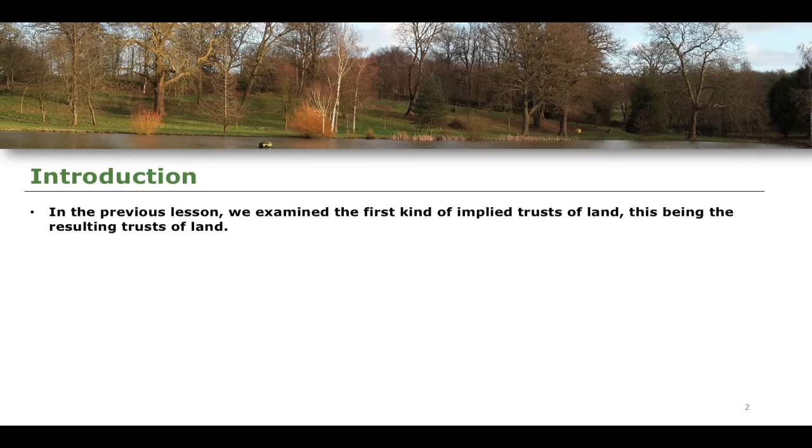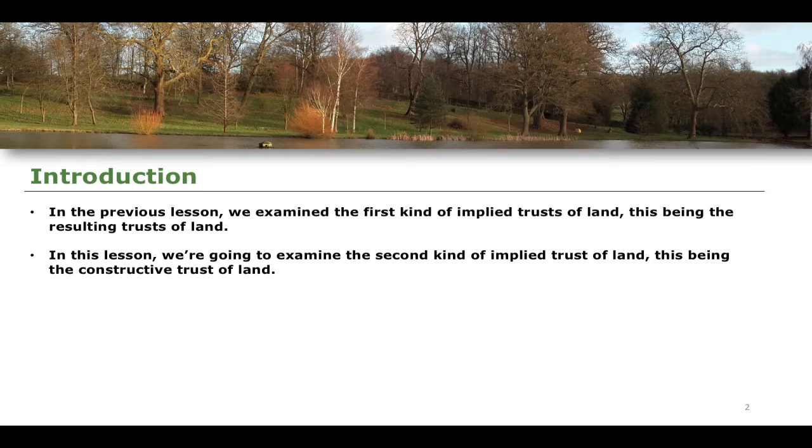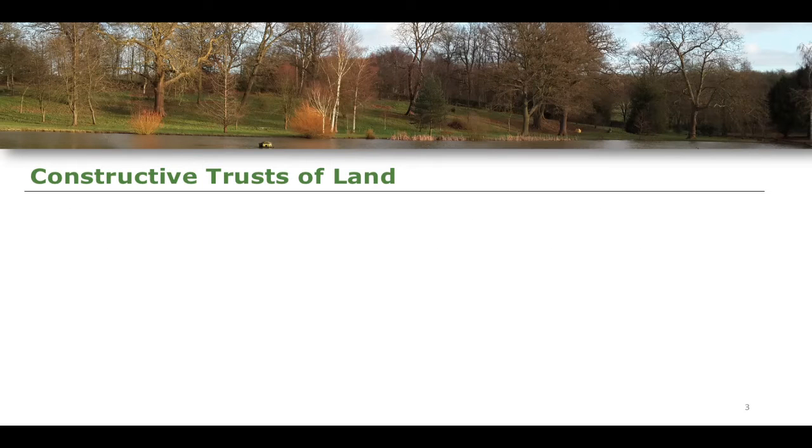As I've mentioned, we have been talking in the previous videos about the first of the implied trusts of land, namely the resulting trust. The constructive trust is also a type of implied trust. It is just the other type of implied trust. So when you think about the two different types of implied trusts of land, one is resulting, the other is constructive, okay? What do constructive trusts of land look like? How do they work? And what are their purposes?